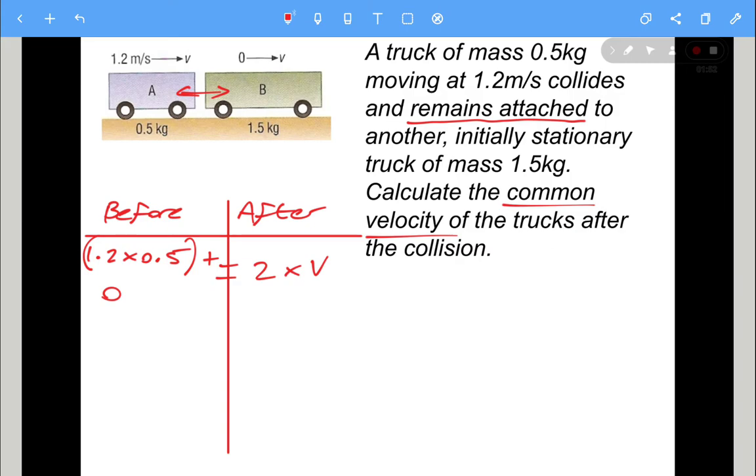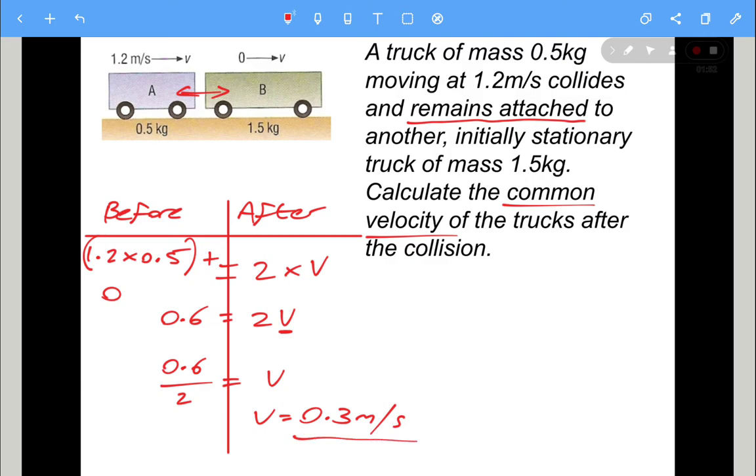Then it's just some simple maths. So we've got 1.2 times 0.5. Half of 1.2 is 0.6. Equals 2 lots of v. So we need to make v the subject. We need to get rid of times 2, which is divided by 2. So 0.6 divided by 2 will equal v. So v, the common velocity of the trucks after the collision, is equal to 0.3 meters per second.